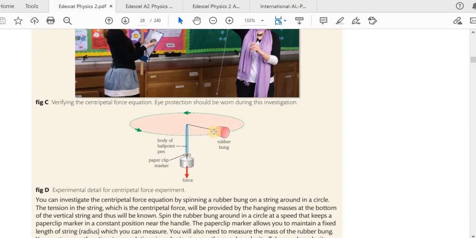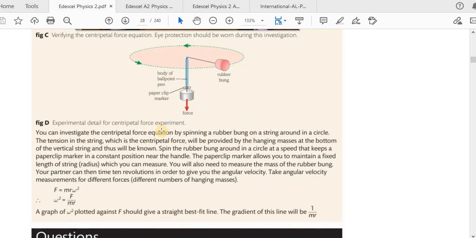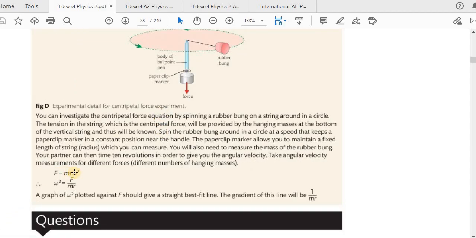We assume no air resistance, then that will be the tension in the string. So what keeps this moving in the circle is the tension in the string, because if the string breaks suddenly, then it will no longer go in the circular path. So we have this equation, then omega equals that, omega squared. A graph of omega squared plotted against f should give a straight line, best fit line.